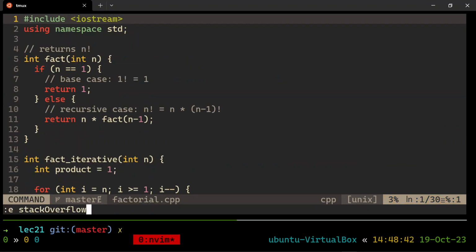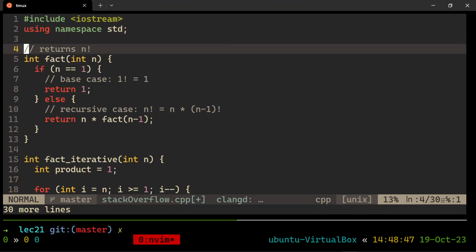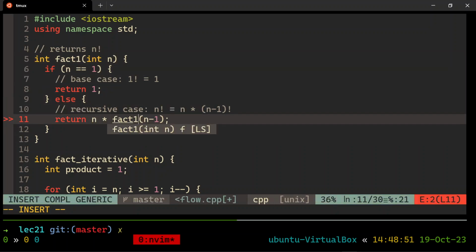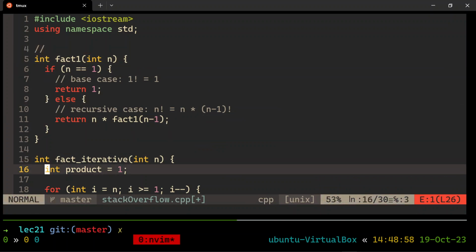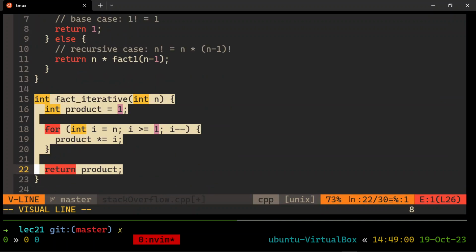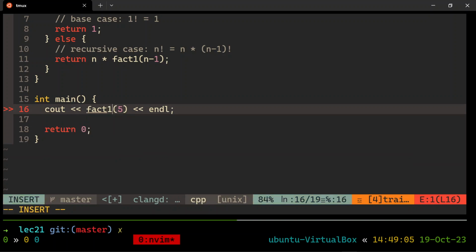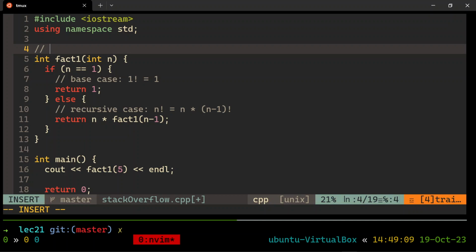Stack overflow.cpp. Let's call this fact1. So n times fact1 of n minus 1. Let me delete the iterative version because we don't care about that anymore. And fact1 of 5 or something. So here's fact1. I'm going to introduce an issue. Issue 1 forgets the base case.